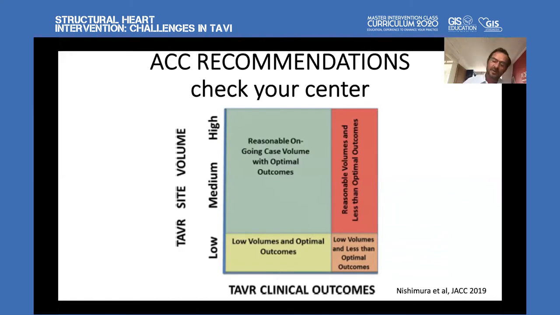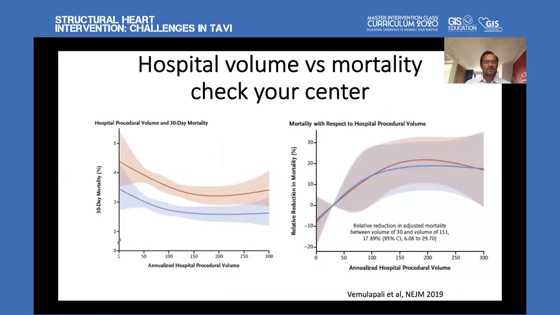And then the red is very interesting. The red is a reasonable volume and less than optimal outcomes. You have the diagnosis, do the treatment, that is, improve step by step in order to improve the outcomes. So this work from Vemulapalli in the New England Journal of Medicine 2019 is very interesting.